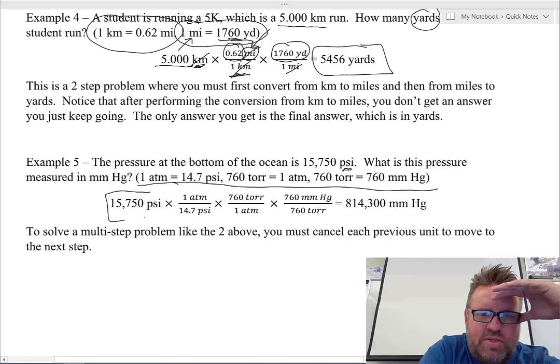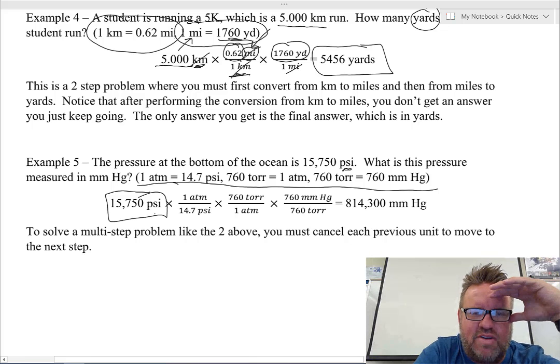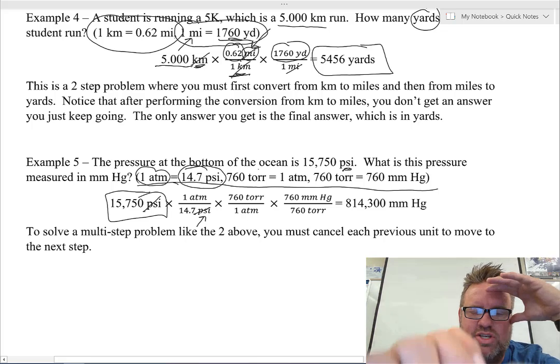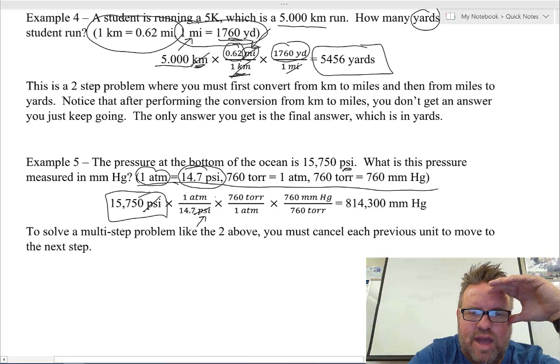We start with the number that they give us, 15,750 PSI, and again, I have to have PSI on the bottom. So there's my conversion that has PSI in it: 14.7 PSI on the bottom, and it's equal to 1 ATM, which I put on the top. Of course the pounds per square inch cancel. Now I've used that conversion, so you can basically cross it out, and now I have atmospheres, ATMs.